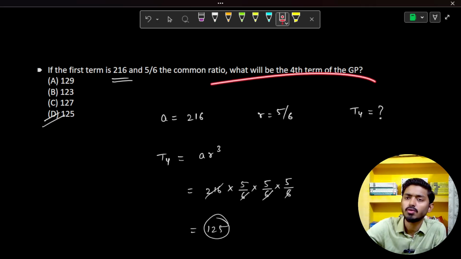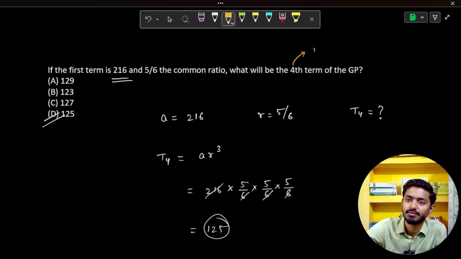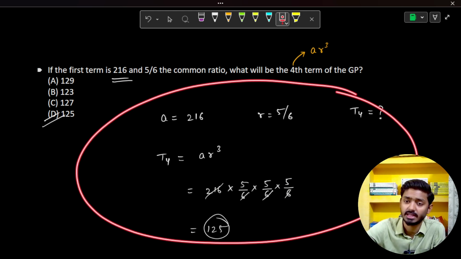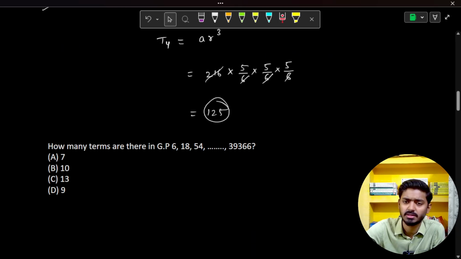Now, although we learned the actual process of solving this problem, at the very instant we read the question, we would have thought that the fourth term would be represented as a r cube. That means the final answer should be a multiple of a perfect cube. And the only option which is a multiple of a perfect cube is 125. 127, 123 or 129 are not perfect cubes and are neither a multiple of a perfect cube. So we would not have actually had to solve this entire thing. All right, anyway, we are just learning the methods.